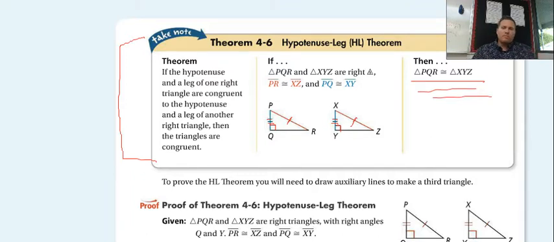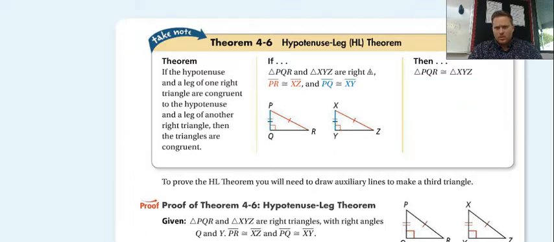So this is another way to be able to figure out if triangles are congruent. Remember before we had our 4 shortcuts where we said side, side, side, side, angle, side, angle, side, angle, and angle, angle, side. Those were my 4 shortcuts. Well, when I have a right triangle, here's another shortcut. If they have the same hypotenuse and the same leg, then I know that they are the same triangle. Okay, alright, so let's go into our problems that we have here.